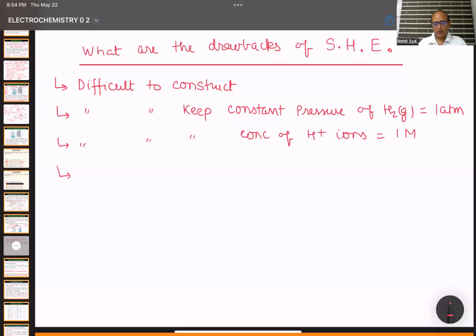And there is one more point. The platinum catalyst can get poisoned easily. Is it clear? So that catalyst can get spoiled very quickly.